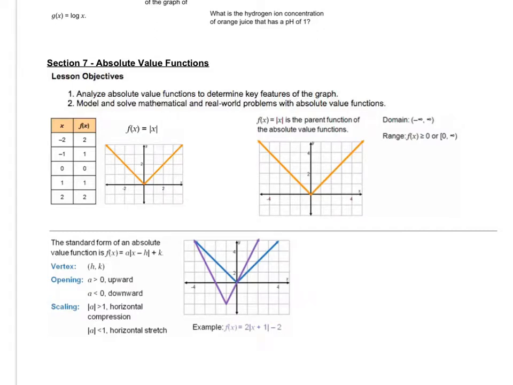All right, so here's a pre-calc video over section 7, which is absolute value functions. So our objectives today: we want to analyze absolute value functions to determine key features of the graph. We want to model and solve mathematical and real-world problems with absolute value functions.